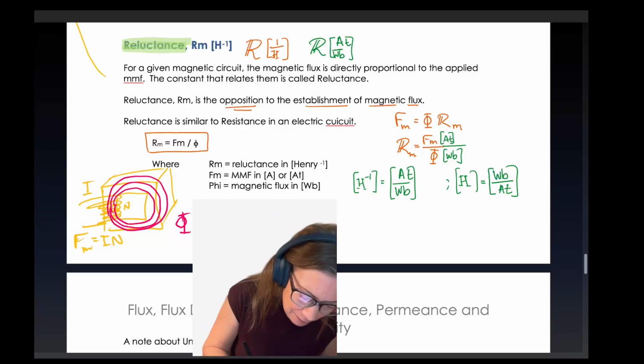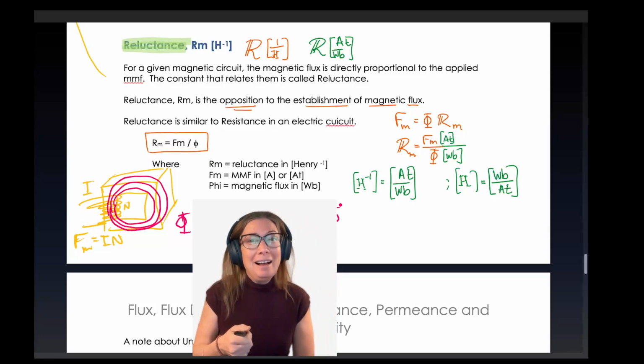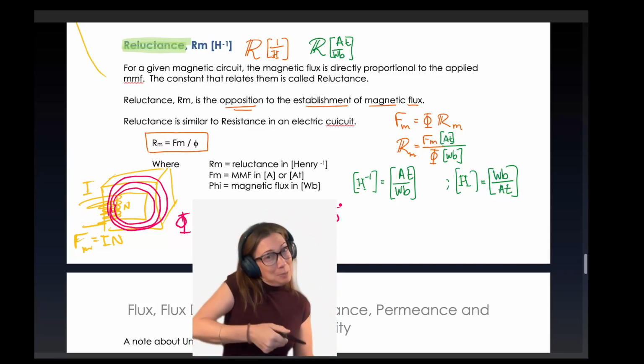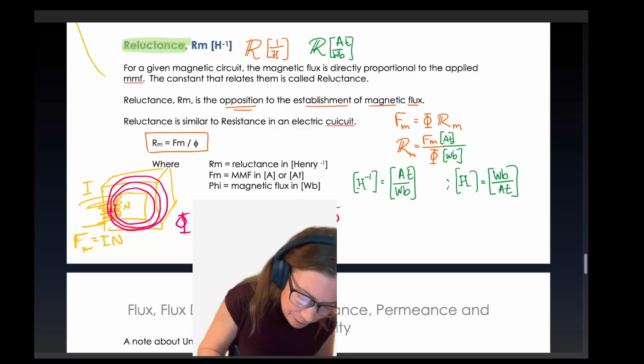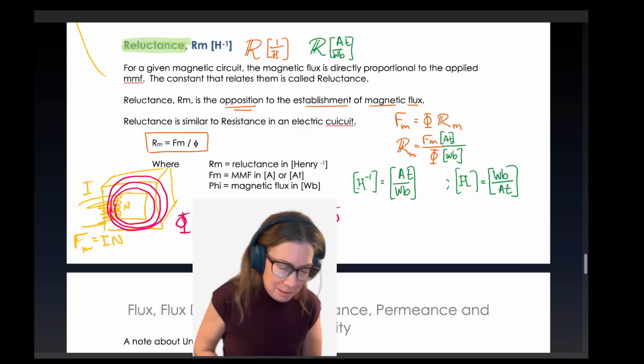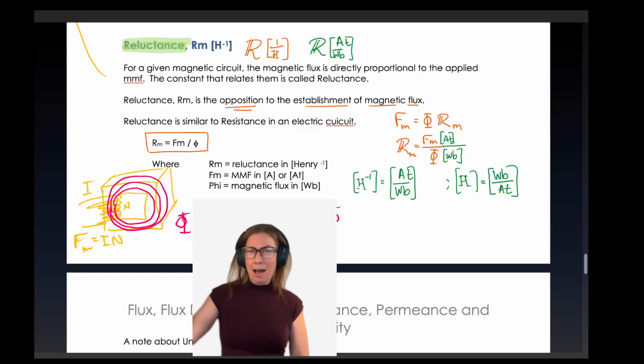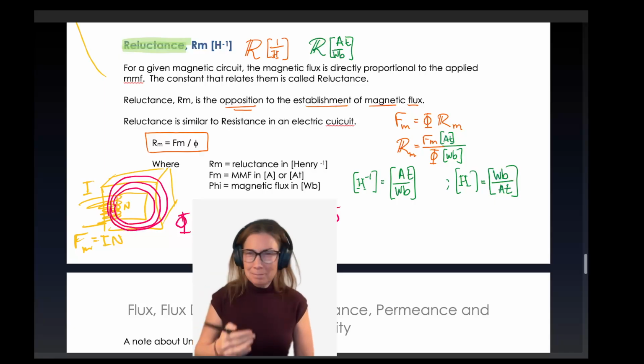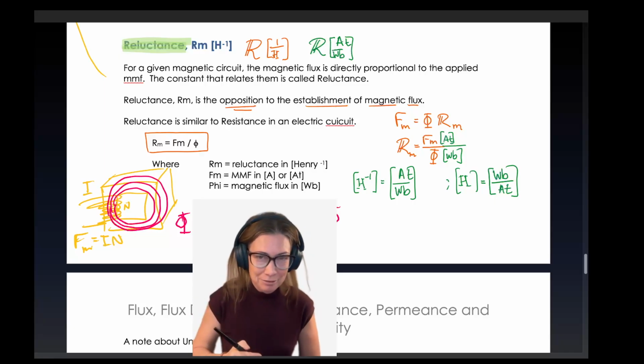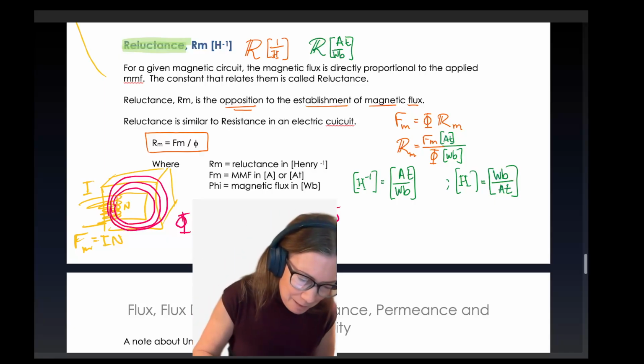So the number of flux lines is directly dependent upon Fm, according to how reluctant that material is. Low reluctance means don't make a lot of flux lines. High reluctance means, yeah, really easy to establish flux in here because I'm like a ferromagnetic material, I'm like a solid iron, right? So this Rm is what we're learning right now.